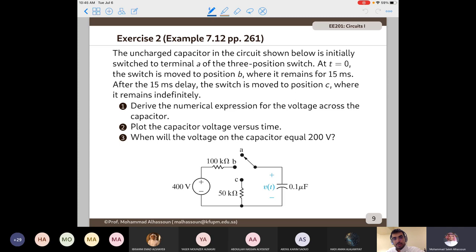If you have multiple switching or sequential switching, then you need to assign a reference point, which is the first switching time, and then another switching time that you need to consider. You need to assign another time instant for the following or the second switching time. This is called sequential switching. So think about it this way. At T equals zero, the switch moves from position A to position B. Now it stays at position B until 15 milliseconds. Then it moves to position C. So we have something called sequential switching. We switch more than once.